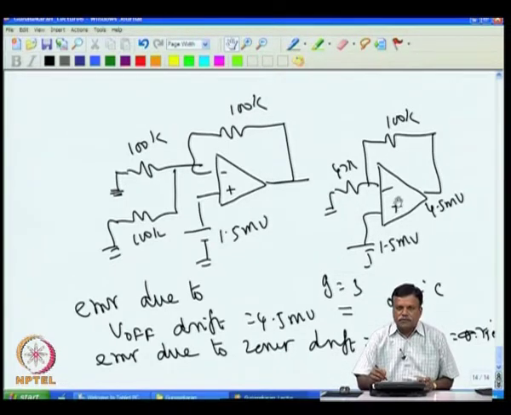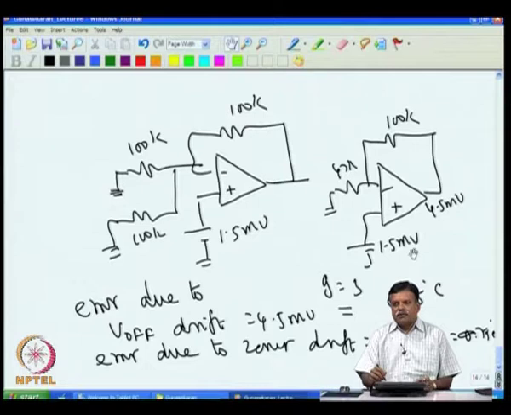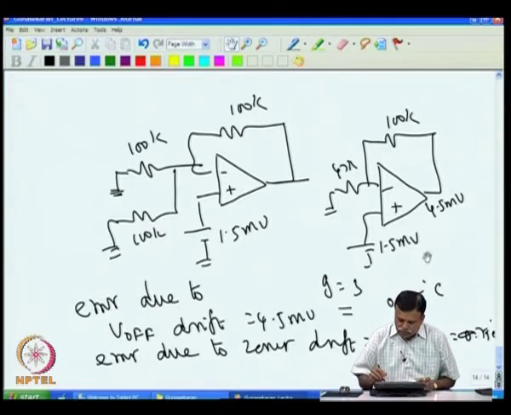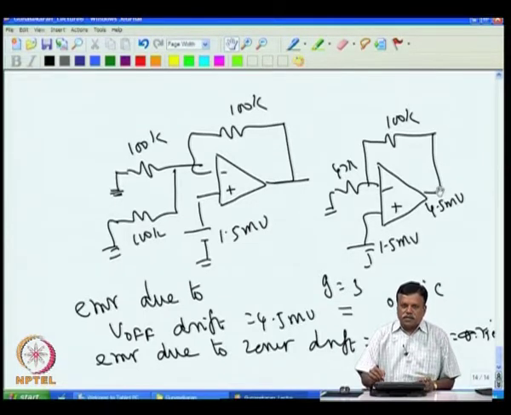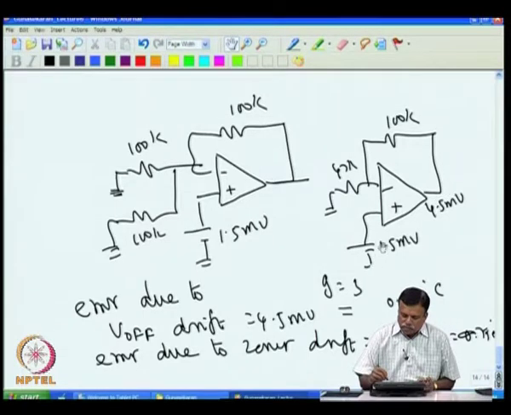For example, if instead of 741, I take 714, then the offset voltage drift is only 0.5 microvolt per degree C. Then 0.5 microvolt per degree for 100 degree will give me, 0.5 into 100, about 50 microvolt change, and that will be very small compared to the 1.5 millivolt here. Correspondingly the output also will be only 50 microvolt into 3, which will give me 150 microvolt. Then automatically the error comes down.